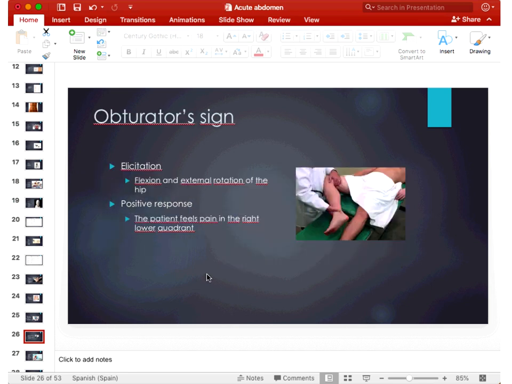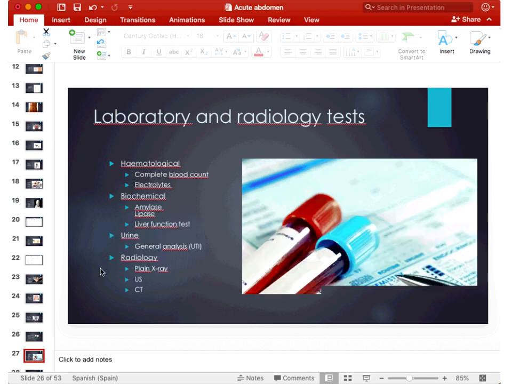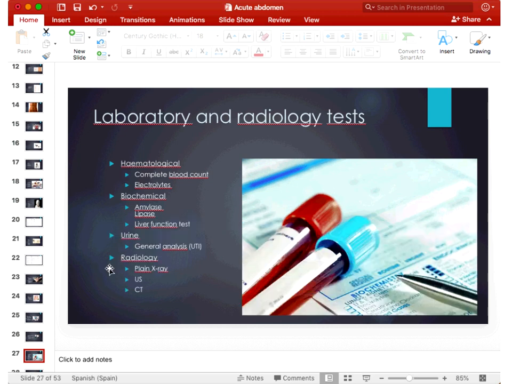After that, you can make almost any other sign, and this just indicates that it may be appendicitis, but at the end of the day, it tells you that he has parietal pain, and that is acute abdomen. So you have to find out why.